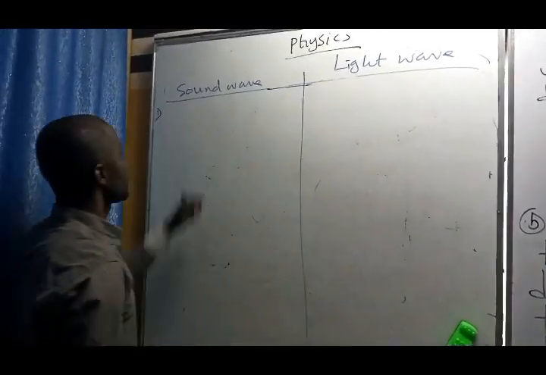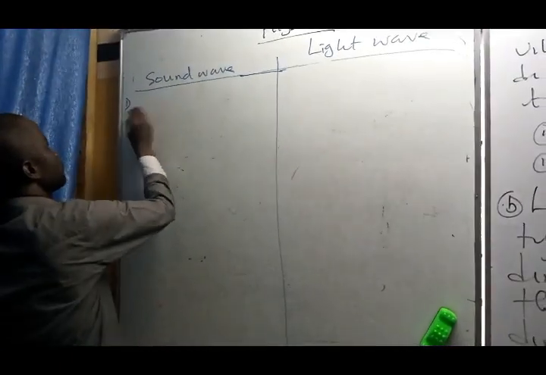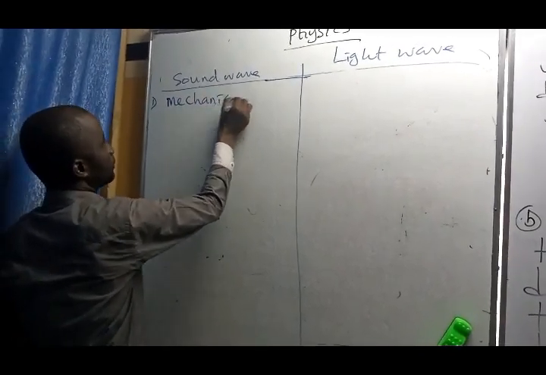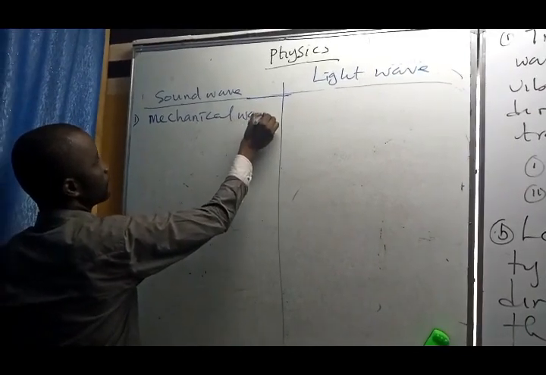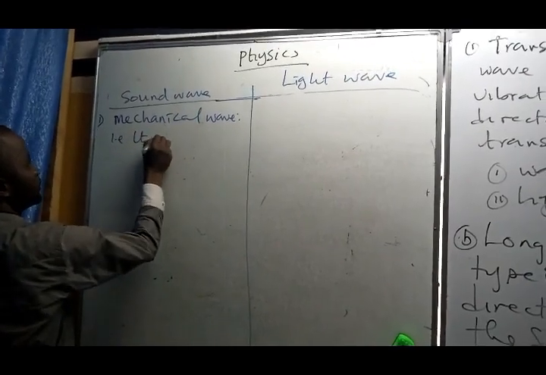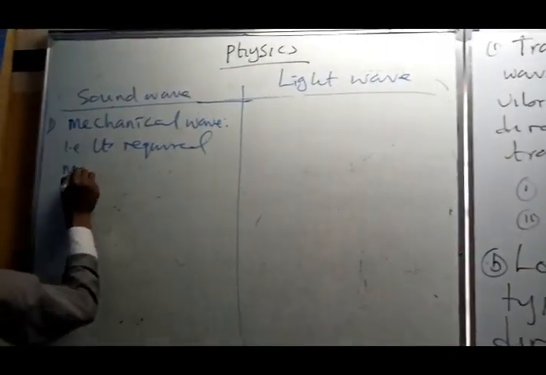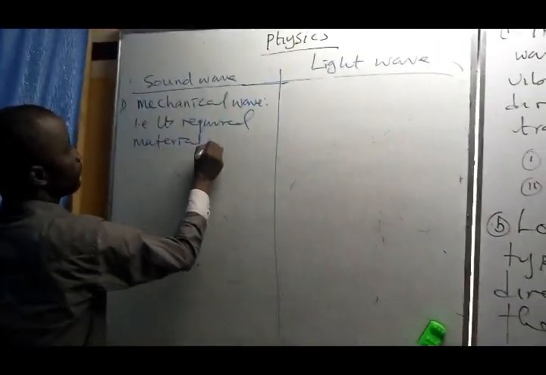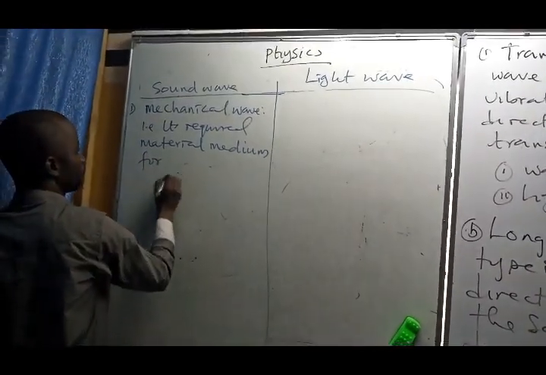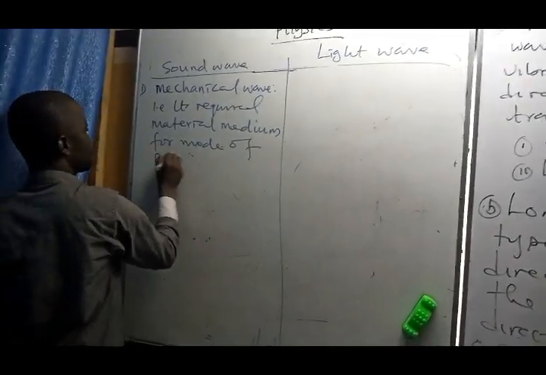One. Remember that sound wave requires a material medium. That shows that sound wave is an example of what? Mechanical wave. That is, it requires a material medium for the mode of propagation.